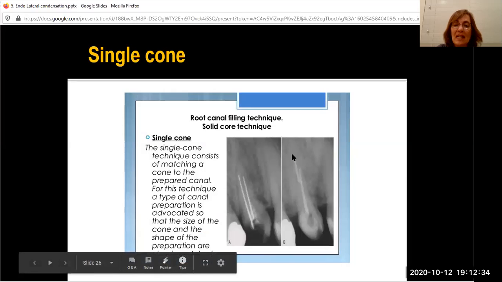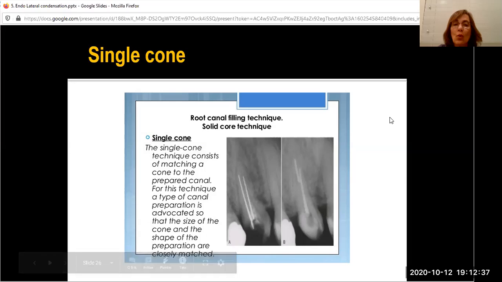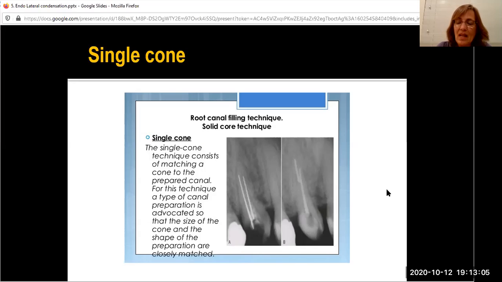So in this slide right here, it says that we have a single cone. I believe it was filled with a core carrier. What that is, is gutta percha that surrounds a very thin piece of plastic. And from the gutta percha, you have your stopper. What you do is you heat it up in an oven, and once the oven heats it to a certain amount, the gutta percha is malleable.